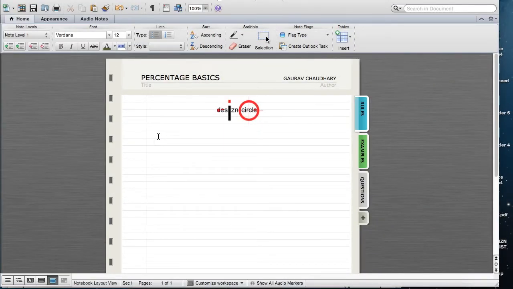Welcome to the first lecture on percentage. We'll start revising all the basic rules. First of all, we'll learn how to convert a fraction or a decimal into percentage.